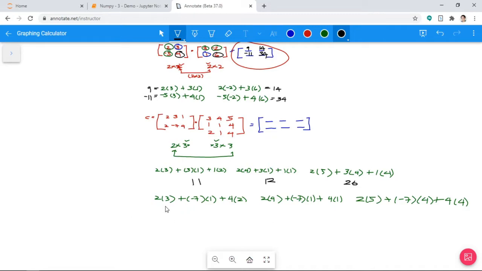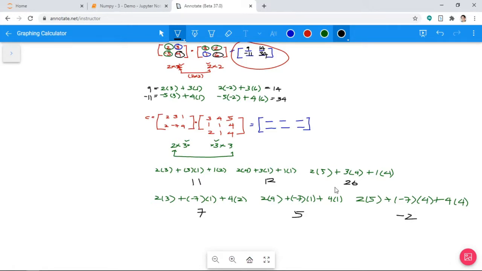Again, 6 minus 7 plus 8, so we will have positive 7. Then 8 minus 7 plus 4, so it's 5. And this is 10 minus 28, negative 18, plus 4 times 4, so this will be negative 2.